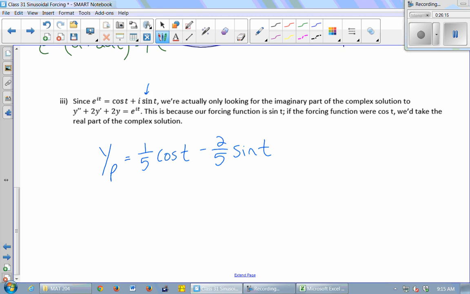Did I get that wrong? Yeah. This should be sine, and this should be cosine.